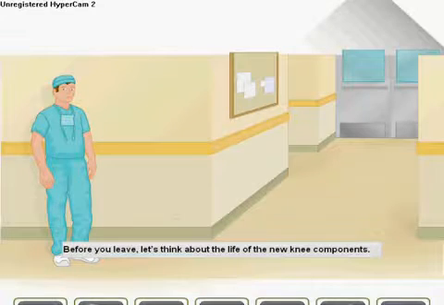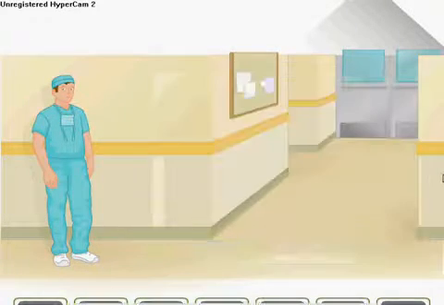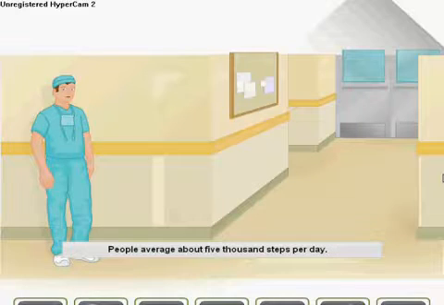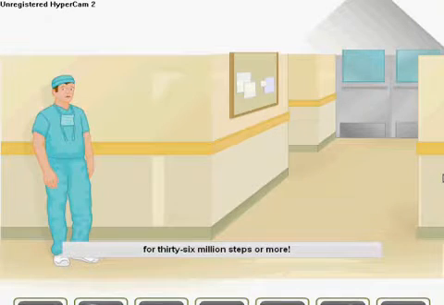Before you leave, let's think about the life of the new knee components. What kind of forces do you think the new knee will need to withstand? Nice job! People average about 5,000 steps per day. Our patient's new prosthetics will withstand a great deal of force, for 36 million steps or more.